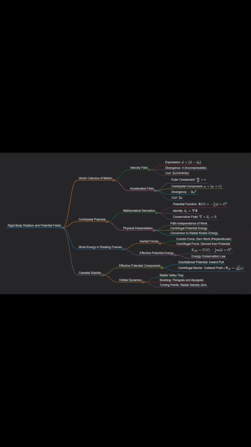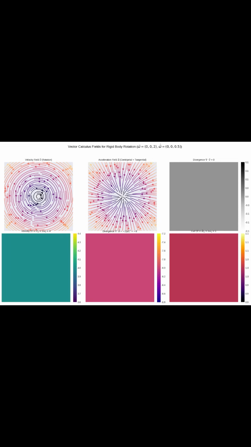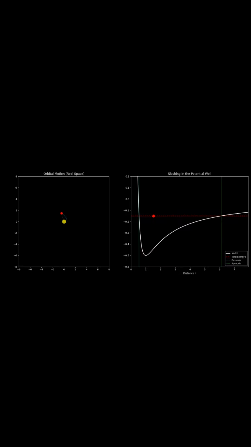Vector calculus analysis. To understand the shape and behavior of these motion fields, we analyze their divergence and curl. The velocity field of a rotating rigid body is incompressible, meaning that the material is neither created nor destroyed as it moves. It simply flows in a closed loop. The local rotation rate within this field, known as vorticity or curl, is directly proportional to the overall spin rate of the body. When we examine the acceleration field, we see a different story.